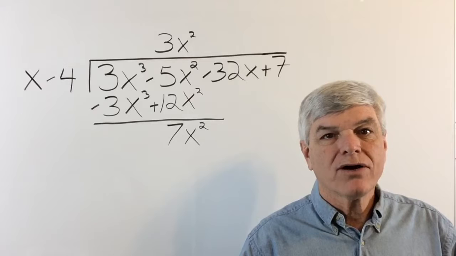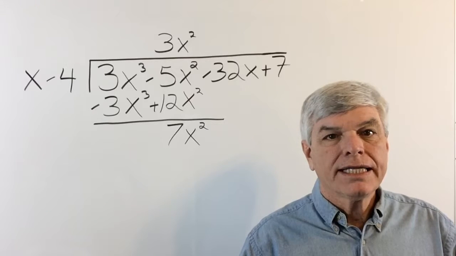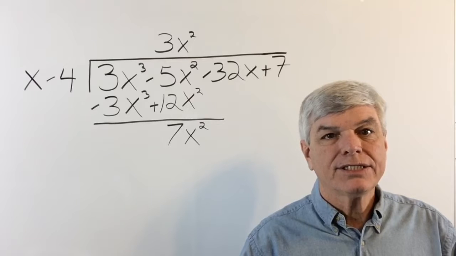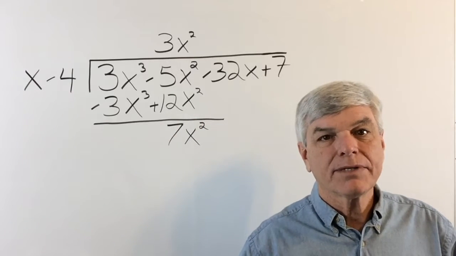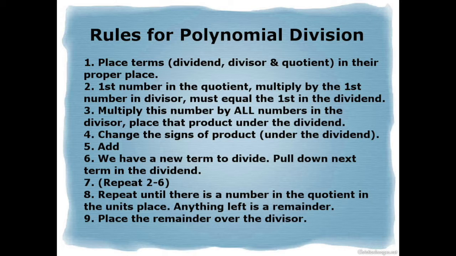And so as we bring all that down, that 7x squared is going to be our new term. And as you can see, isn't that just lovely? Our x squares are all in the same column. Step 6. We have a new term. Pull down the next number in the dividend.